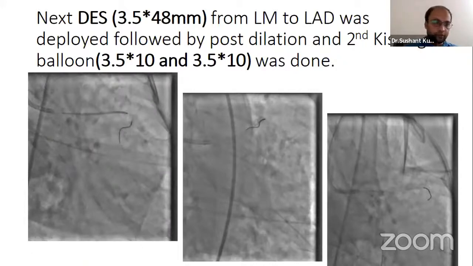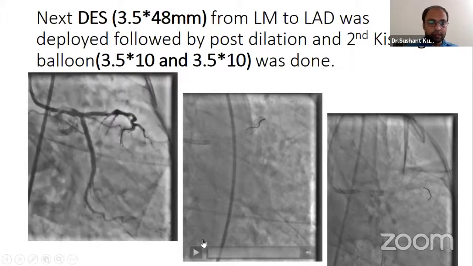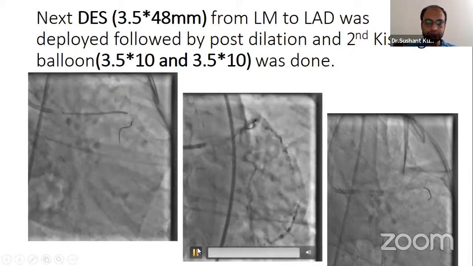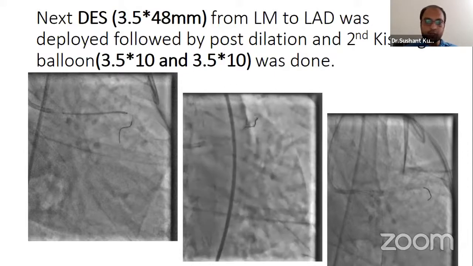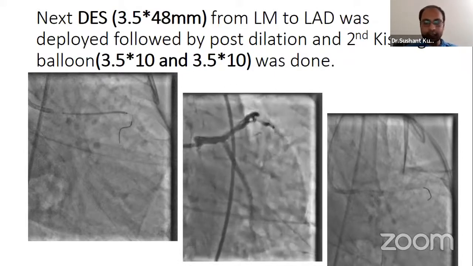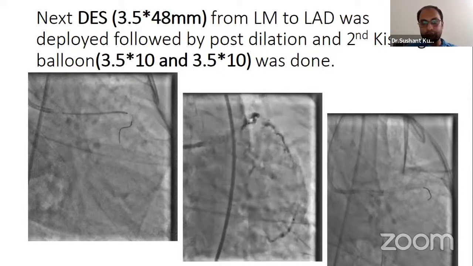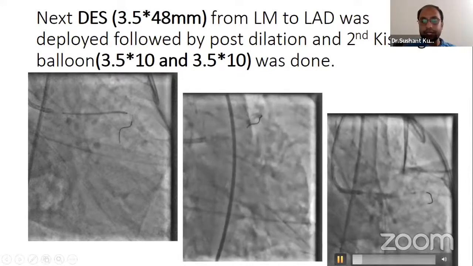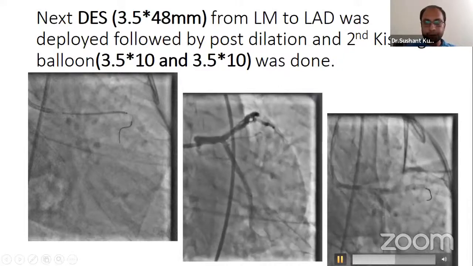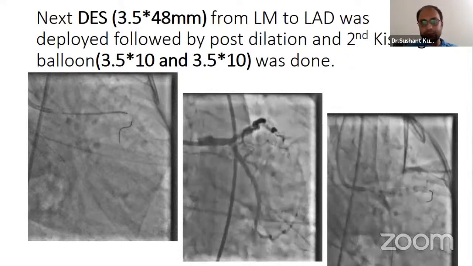After the first kissing, we removed the wire from the LCX. Then another DES of 3.5 by 48 mm was implanted from left main to LAD. After deployment of the stent, we did post dilation of the LAD stent, followed by POT of the left main stent. First POT, followed by again recrossing the wire from the left main through the strut into the LCX, and then the second kissing was done. After the second kissing, the final POT was done with the 5 by 6 mm NC balloon.